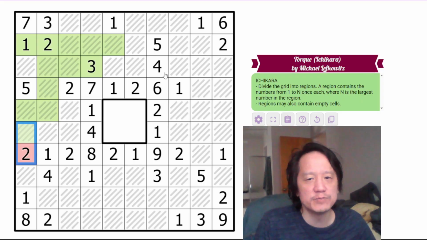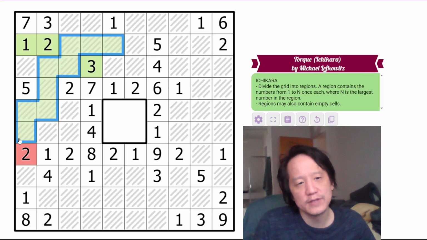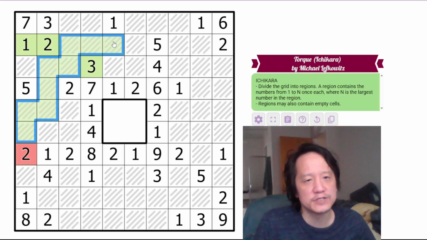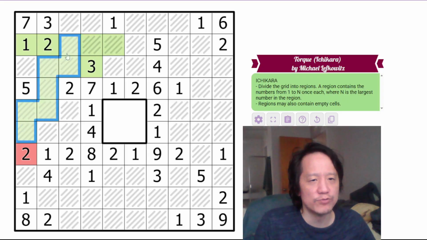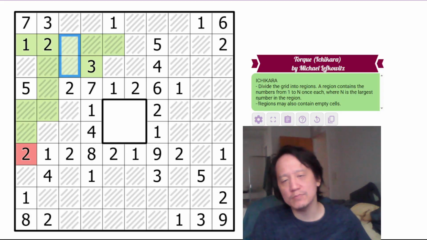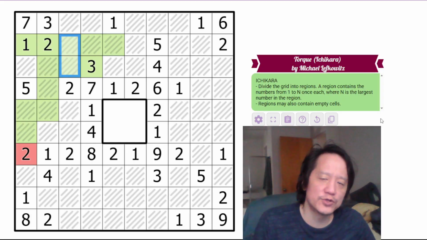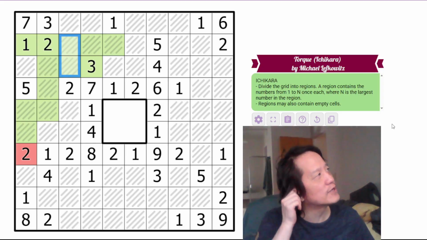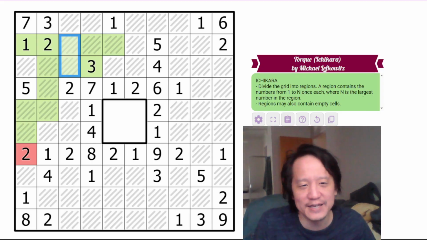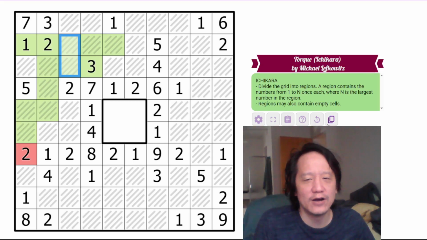Also, regions may also contain empty cells. So that's another kind of assumed in this, but you can have blank cells within any region too. And those are the rules of Ichikara. And here, well, that's it. And if you like to play along, there's going to be a link in the description. And now, I'm going to get started.